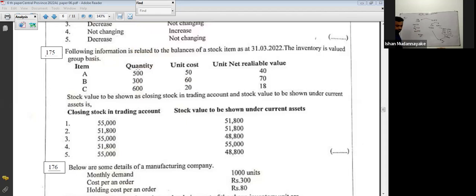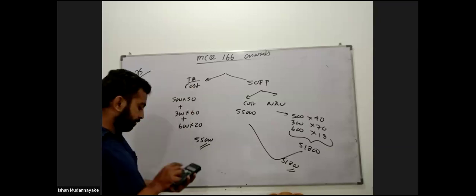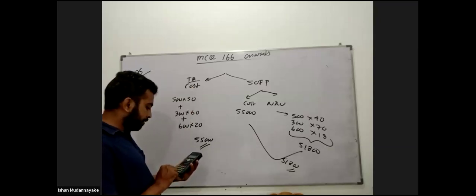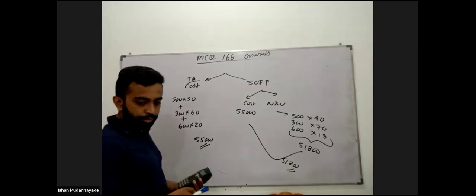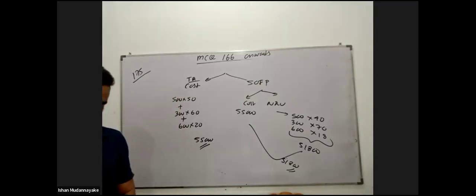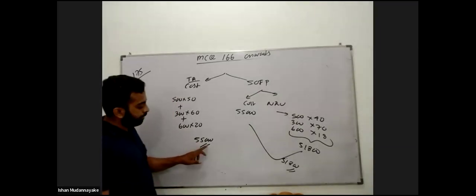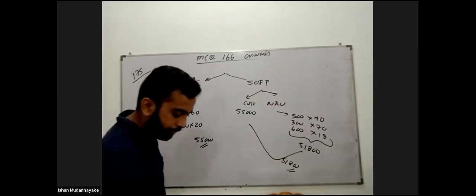How much is stock written off? Stock written off is 55,000 minus 51,800. The difference is stock written off: 3,200. Stock written off goes to other expenses. In company accounts, stock written off you will record in Note 2 as well. Okay, 175.